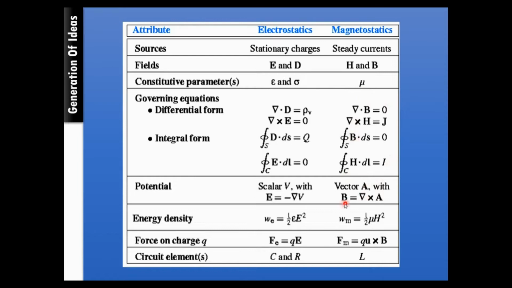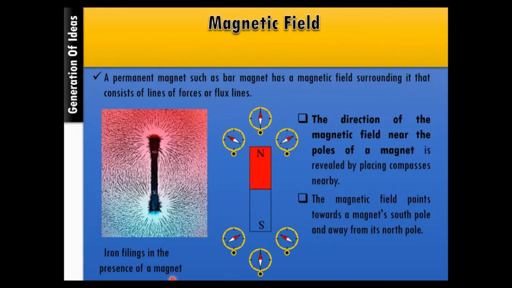And also the potentials, the energy density, the force on the charge. This is what we have learned, and in this chapter, we are going to learn this one. Right. So for the permanent magnet, such as the bar magnet, it has a magnetic field surrounding it that consists of lines of force or flux lines. This is what I explained to you before.